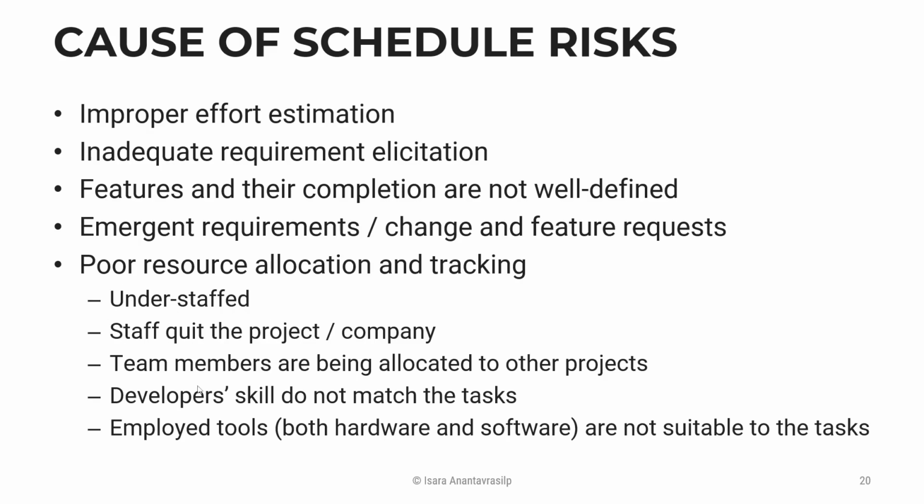But here, see this last point: poor resource allocation and tracking. Understaffed: staff quit the project or quit the company. Team members are being allocated to other projects. Developer skills do not match the tasks. Deployment tools, both hardware and software, are not suitable for the tasks. These points are all about your resources and skills.